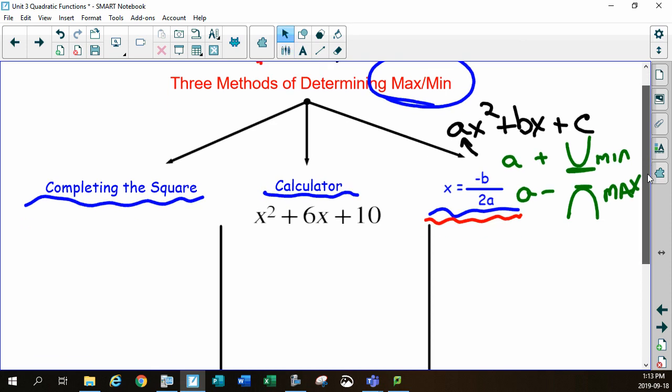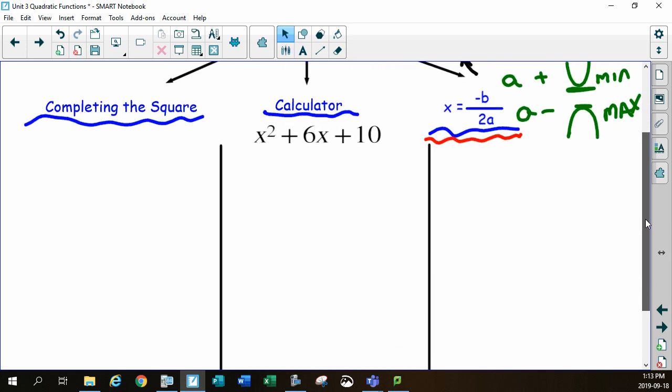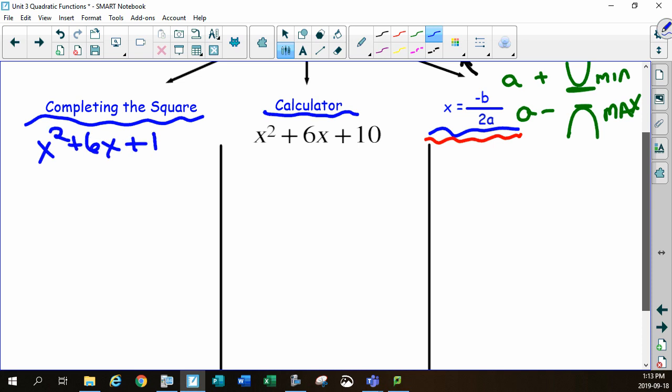Okay, so let's go on with this. I picked a really, really nice, simple equation because I didn't want it to get bogged down in all the weird math that could possibly be there. So I want to use x squared plus 6x plus 10. It's a really easy equation to use, and it'll be great for summarizing everything.